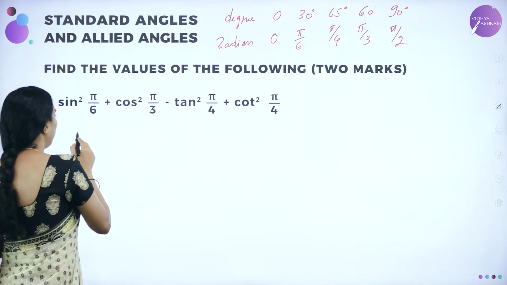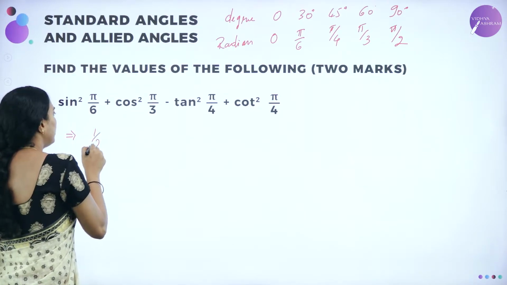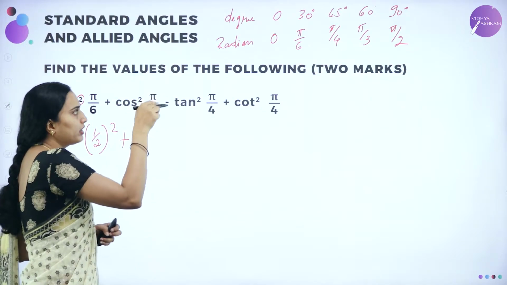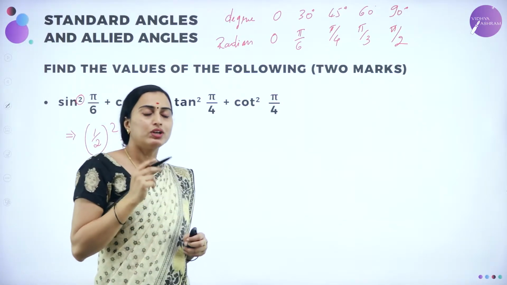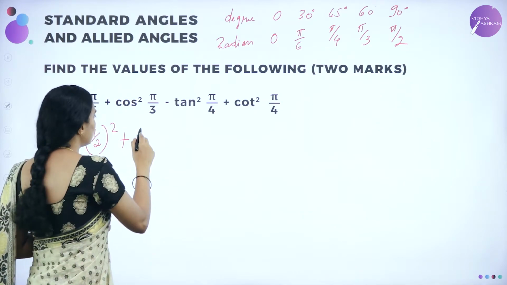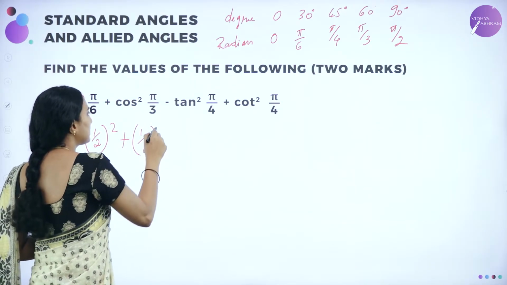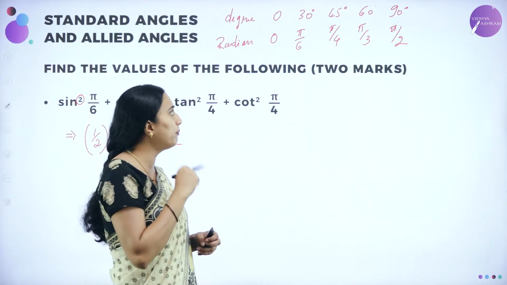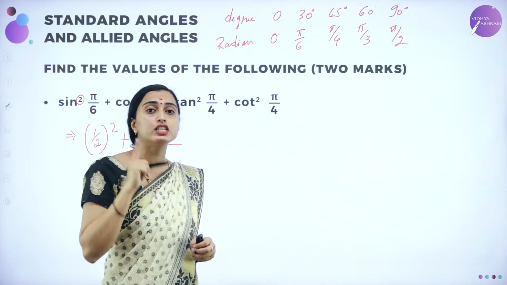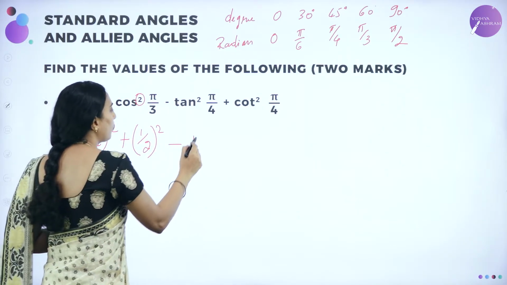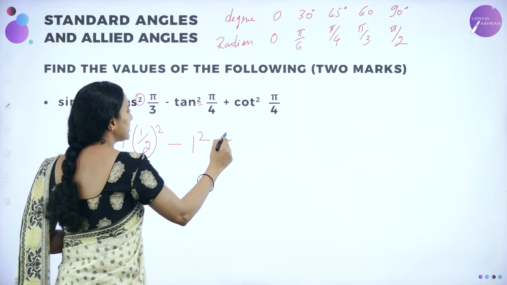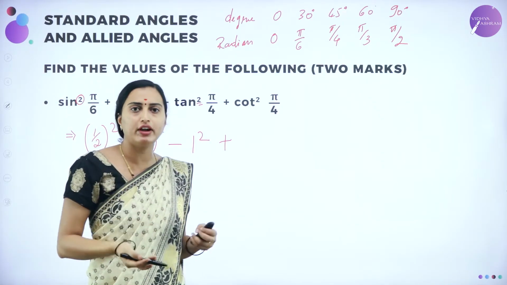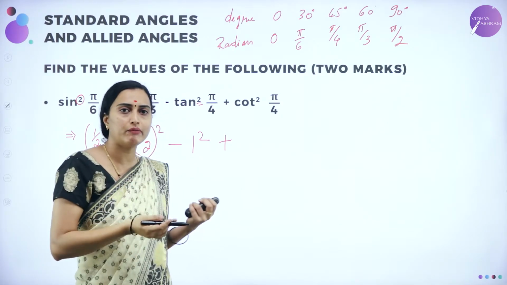So here 1 by 2, which implies 1 by 2 whole squared, because sine squared is there, plus cos pi by 3. What is pi by 3? 60 degree. What is cos 60 degree? 1 by 2 only. So 1 by 2, which is cos 60 degree, whole squared, minus tan squared pi by 4. What is pi by 4? 45 degree. Tan 45 degree is 1. So you are going to have 1 squared. See again, plus cot squared pi by 4. What is cot pi by 4? Which is cot 45 degree. Cot 45 degree is also 1 only. 1 by 1, which is 1.